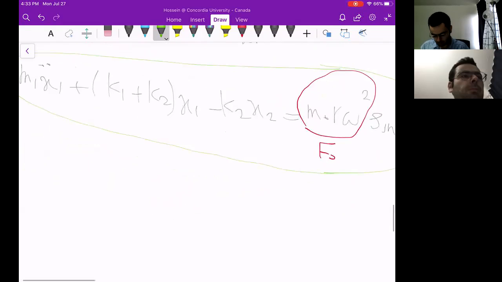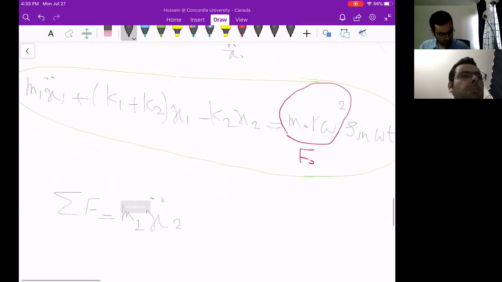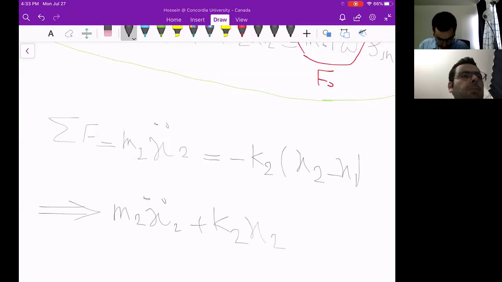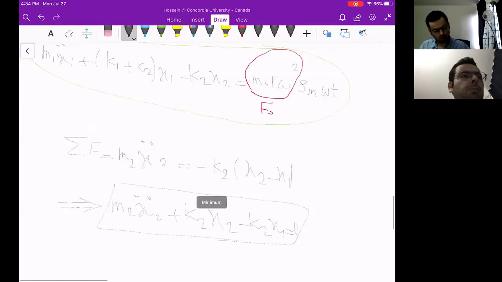And for the second mass, the absorber mass, you could apply the summation of forces, Newton's second law, m2 x double dot 2. Similarly, if I displace mass 2, there is a spring that opposes the motion, minus k2 times x2 minus x1. Therefore, m2 x double dot 2 plus k2 x2 minus k2 x1 is going to be 0. This is the second equation of motion.